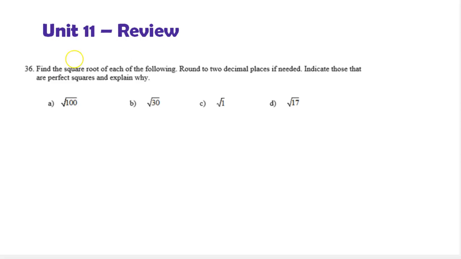Unit 11 Review, Question 36. Find the square root of each of the following, round to 2 decimal places as needed, and indicate those that are perfect squares and explain why.